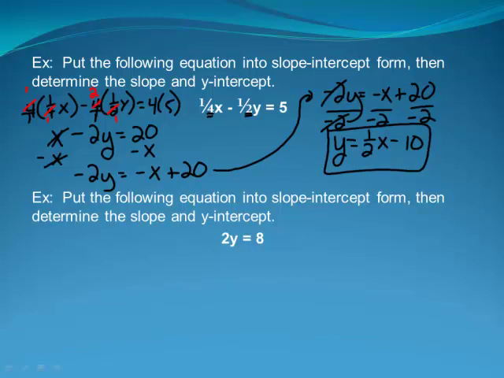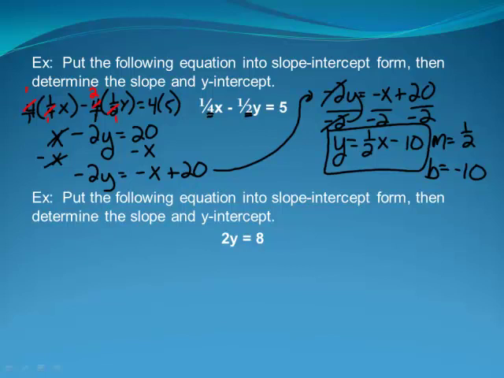Now to identify the slope and the y-intercept, it's very easy. Slope is always what's attached to the x, so slope is 1/2. And your y-intercept is the constant that's at the end. Okay? In this case, your y-intercept is -10.